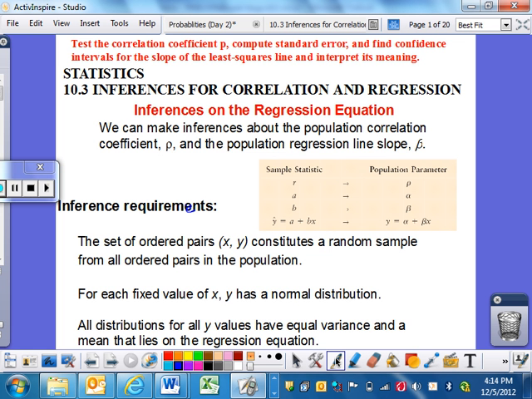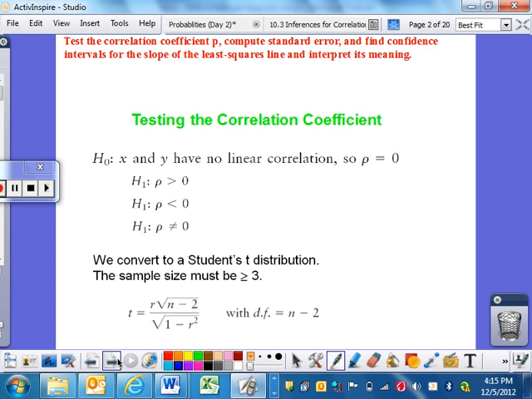Alright, so inferences on regression equations. We can make inferences on many different things. The population correlation coefficient rho, so basically your R value, but in the population form. And then also the regression line slope. And instead of just B, they have what they call beta. That's the Greek letter beta. So notice sample here, population there. R goes to rho, A goes to alpha, B goes to beta. Your equation line goes to the Greek letters. Okay, so that's kind of what we're talking about within this situation.